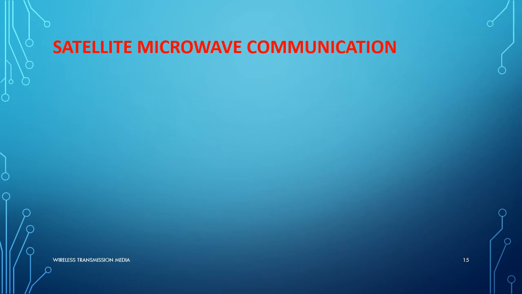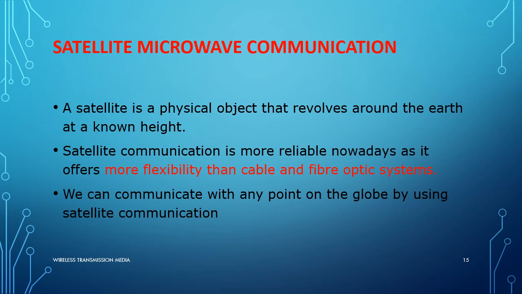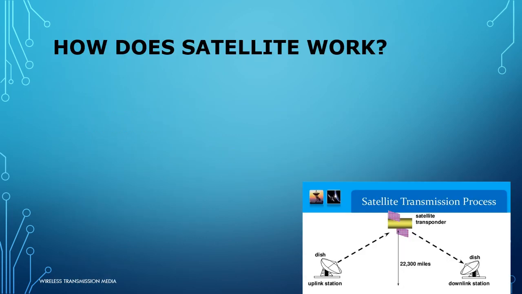Next comes satellite microwave communication. A satellite is a physical object that revolves around the Earth at a known height. Satellite communication is more flexible nowadays as it offers more flexibility than cable and fiber optic systems. We can communicate with any point on the globe using satellite communication. Let us see how a satellite works.